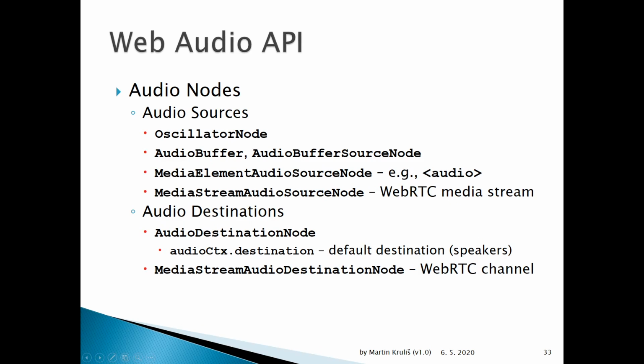As a destination, there is only one important destination node, which resembles the default destination, i.e. the speakers. Normally you would use this node. I have skipped the WebRTC nodes, so there is the input node, source node, and destination node for WebRTC, so you can attach the input or the output to some RTC channels, so you can receive audio from the internet or send the audio directly to the internet channel.